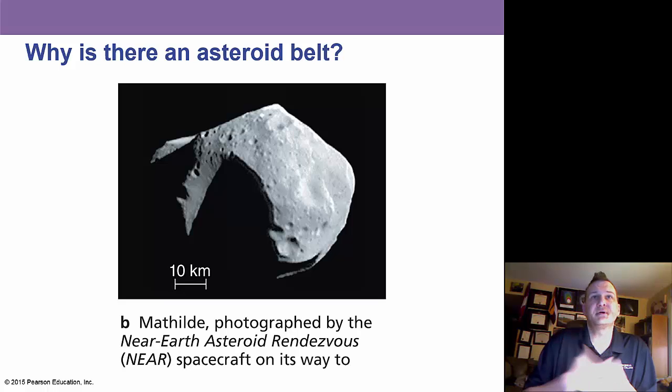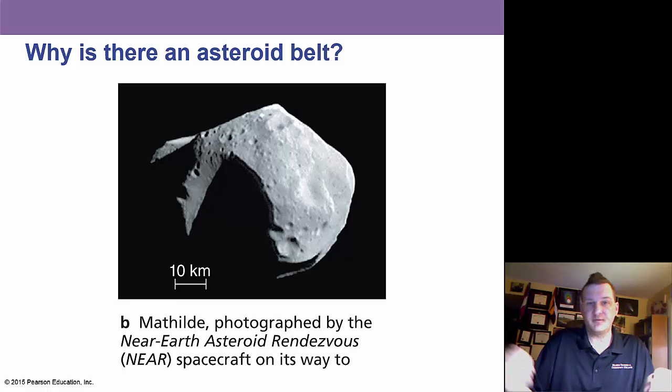So why is there an asteroid belt? During the formation of the planets, resonances formed in the solar system, and between Mars and Jupiter, according to Bode's law, which we have discussed in the class already, Bode's law says mathematically that there should be a resonance where there should have been a planet formed.